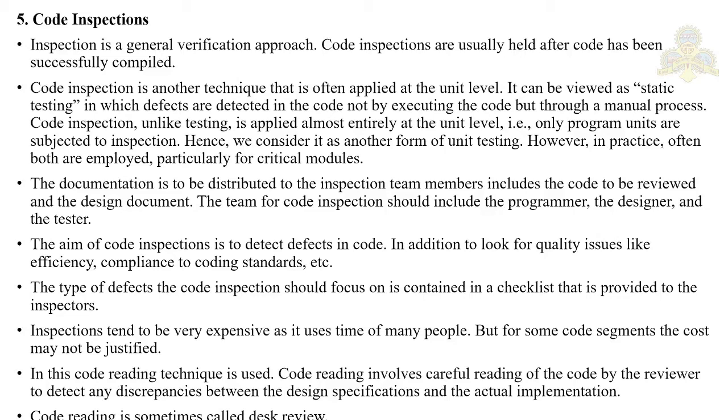Your code inspection aims at finding the defects but not fixing them. Okay. Here the group of team members, like your programmer, designer, and the tester, their aim is to find the defects in the code but not to fix them. Apart from detecting the defects in the code, they also check for quality issues like coding standards, efficiency, etc. Right? Again, what type of defects have to be found is given in a checklist, and based on the checklist these people have to find the defects.